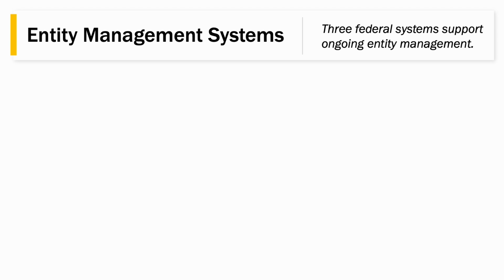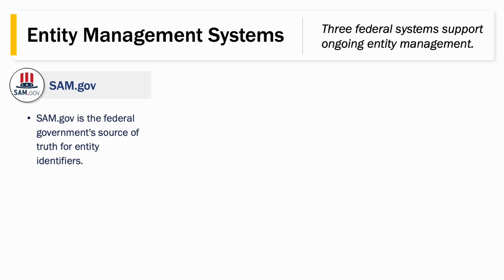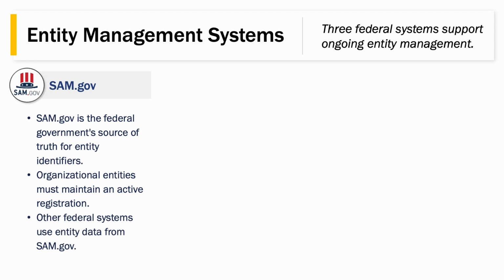3 federal systems support ongoing entity management. First up is SAM.gov, the federal government's source of truth for entity identifiers. Organizational entities must maintain an active registration and ensure their entity information remains current. Other federal systems use entity data from SAM.gov as well.